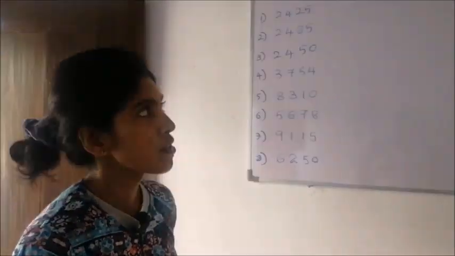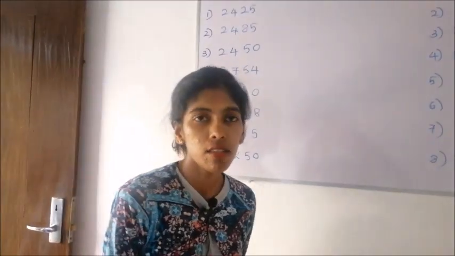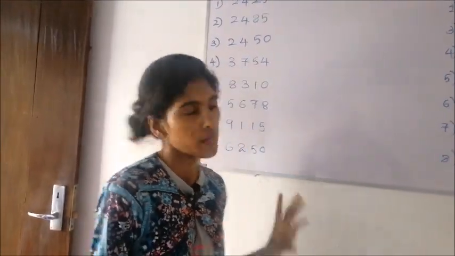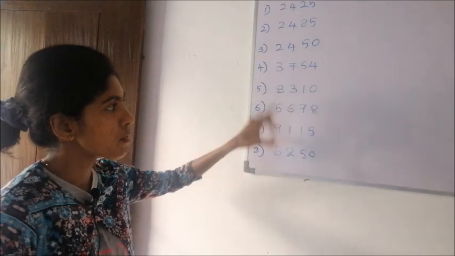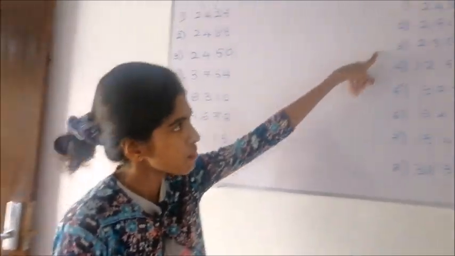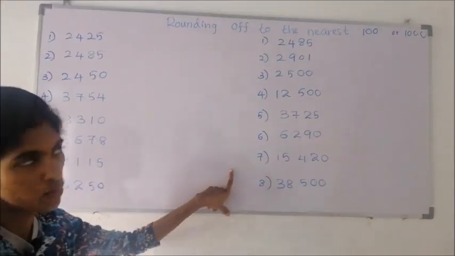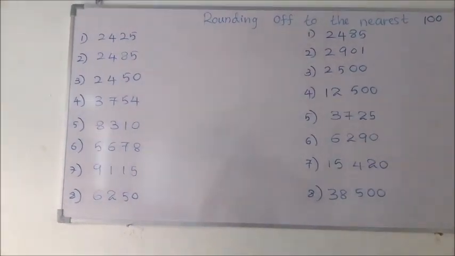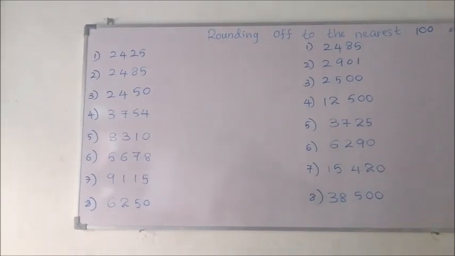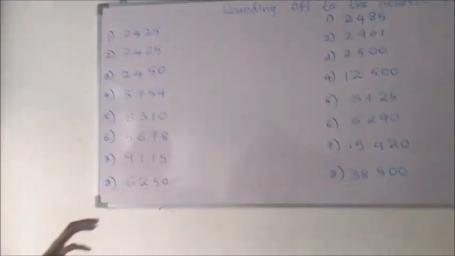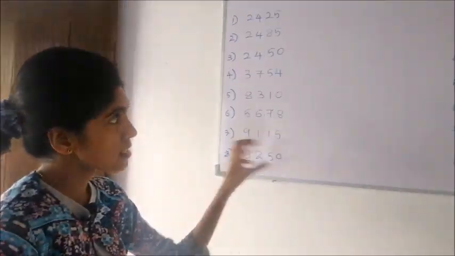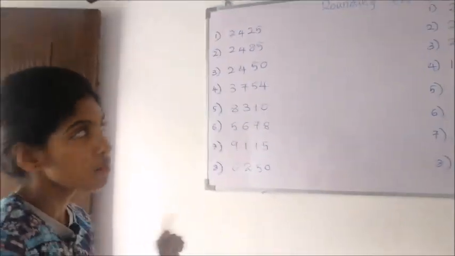Now children, rounding off any number to the nearest multiple of 100 or 1000. Here we will round off to the nearest 100. There are these numbers, we will round off to the nearest 1000. Okay, right. See, earlier to the nearest multiple of 10, no? So we took the tens number, and then to the nearest one we rounded off.